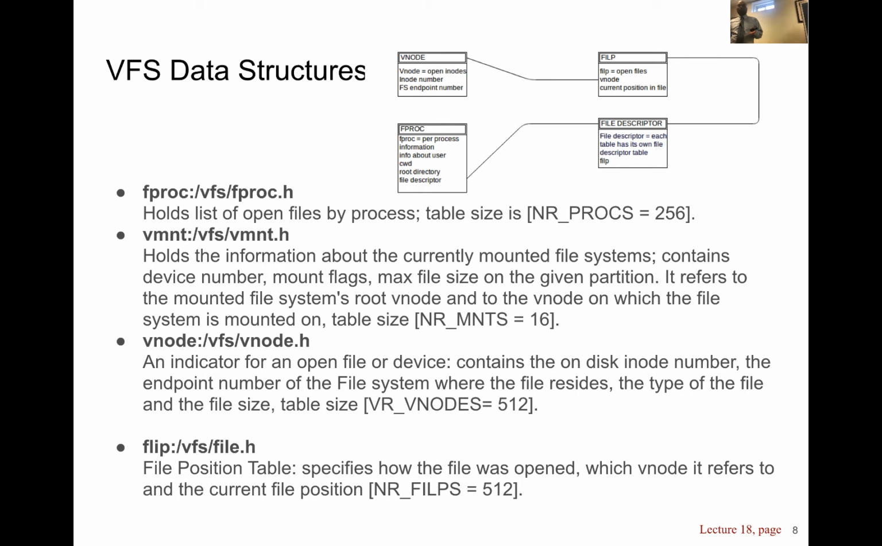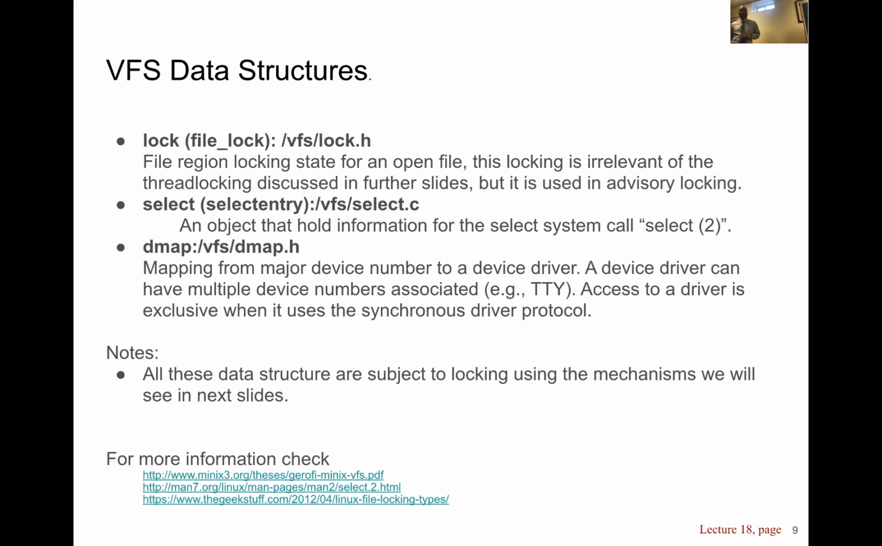The filp data structure is basically the file position table. For every open file, you are going to have an offset that tells you where the file pointer is pointing to, and the filp data structure is going to track that for us. Okay. And there are a few others like the lock data structure that allows us to lock certain parts of a file. And as has been noted here, it is basically used in advisory locking at the process level, not within the kernel. The select essentially is used to implement the select call.